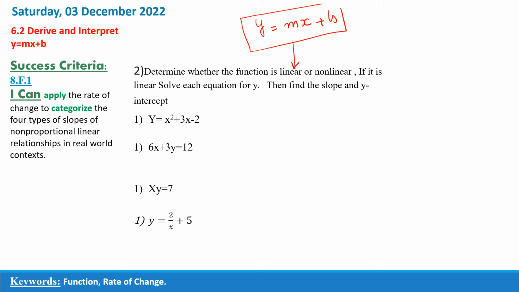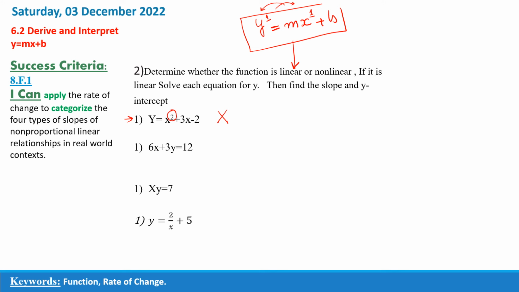What is the most important thing? That y has the power 1 and x also has the power 1. Y is written on one side and x is written on the other side of the equal sign. So this kind of equation is said to be a linear equation. Now here, the first equation has a power 2, so of course it is not a linear equation.